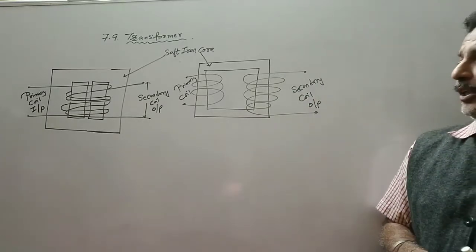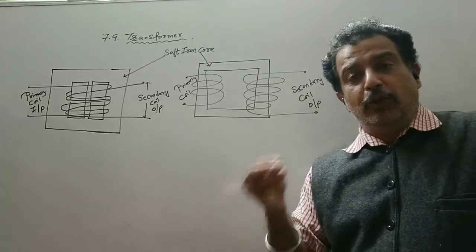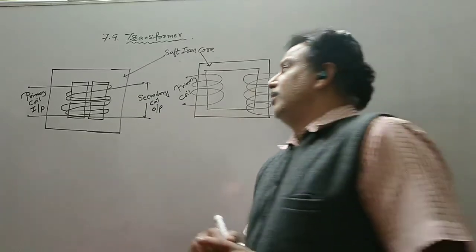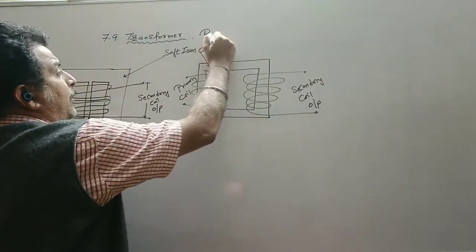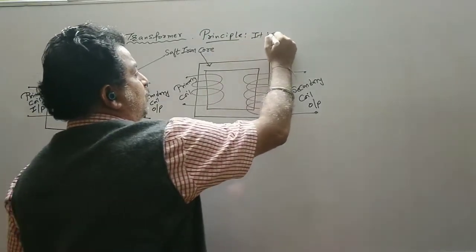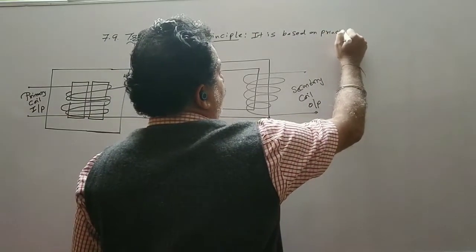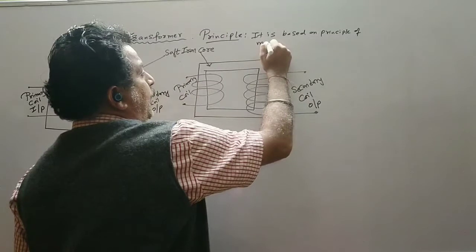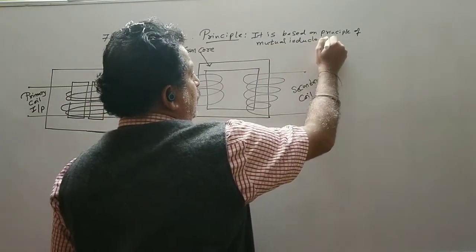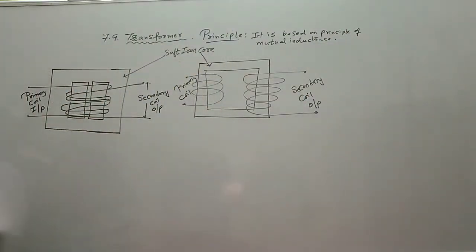So depending upon the number of turns, in the end we will see it is the number of turns which will make the transformer step up or step down. So the transformer principle is based on mutual inductance or electromagnetic induction, and it is used to increase or decrease the value of the voltage.